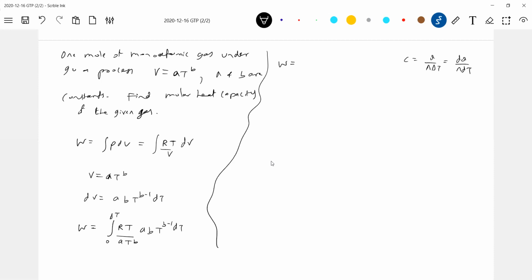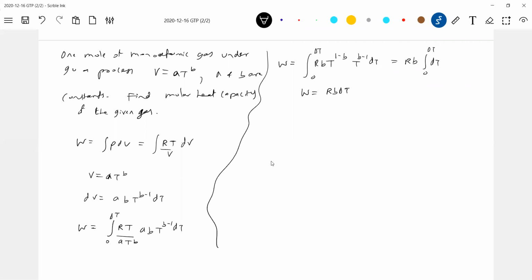W is equal to, so A gets canceled. So we write here the integral of R T to the power of 1 minus B, times T to the power of B minus 1 dt. I'll write down the equation wherever needed, otherwise you'll get confused. So these two will cancel out, and we'll be left with RB outside the integral of dt. Therefore, work done by the gas is RB delta T.